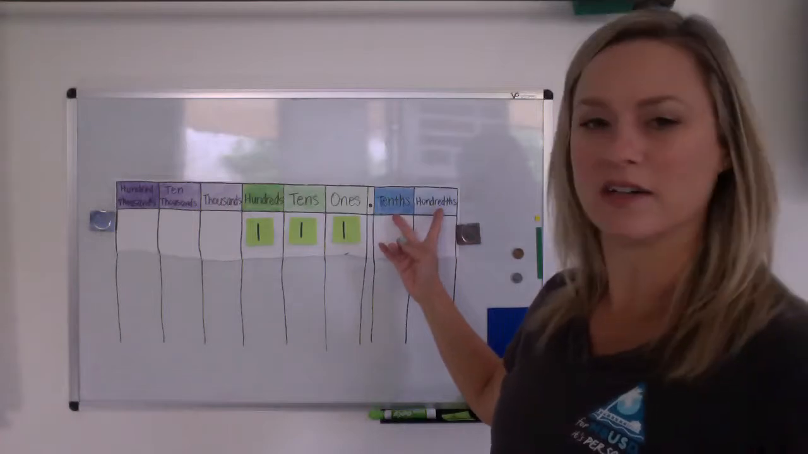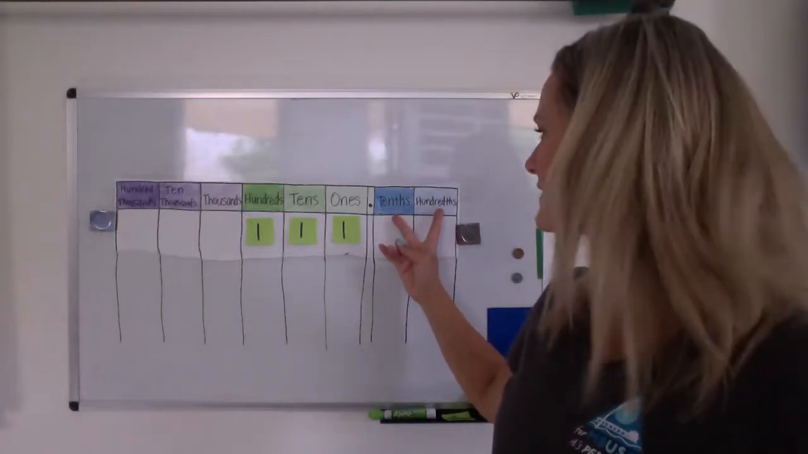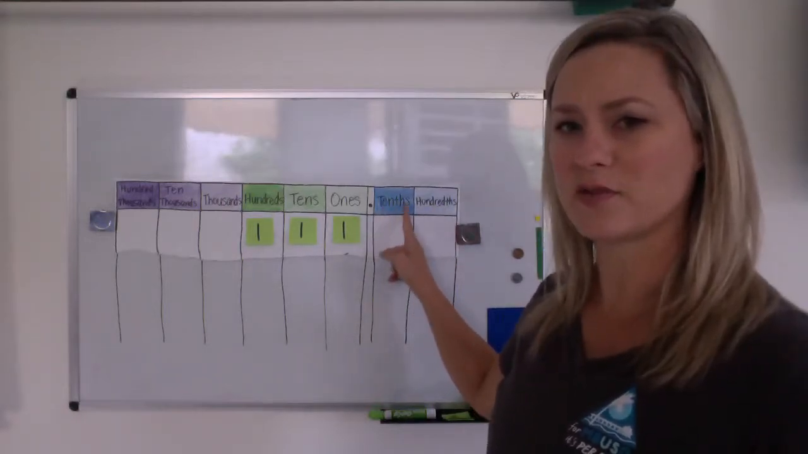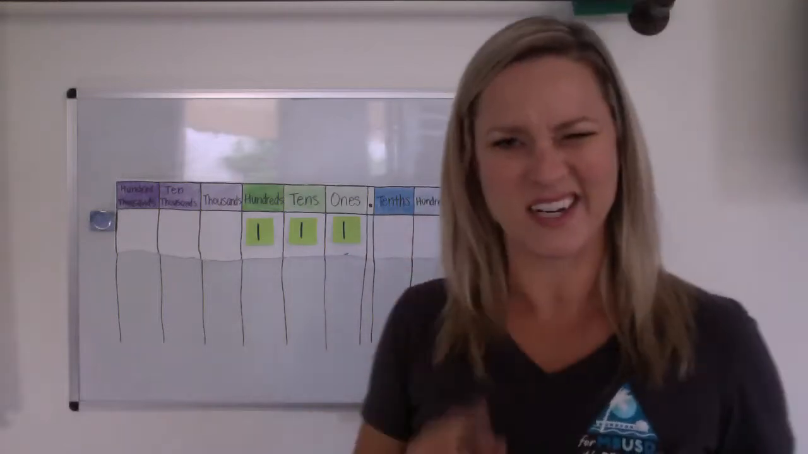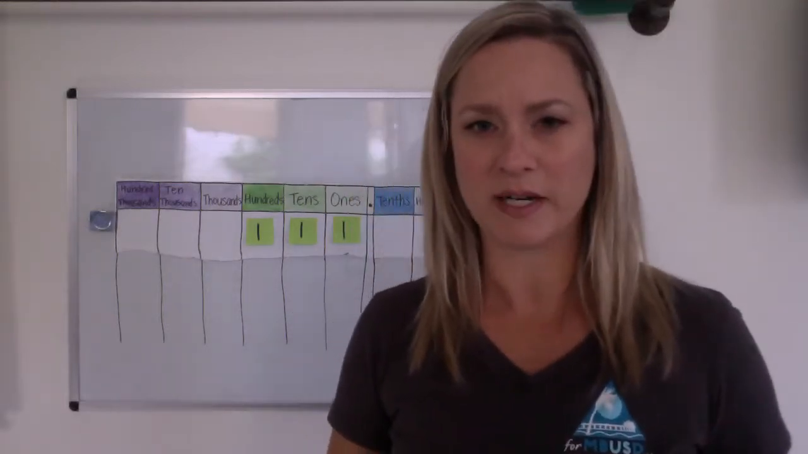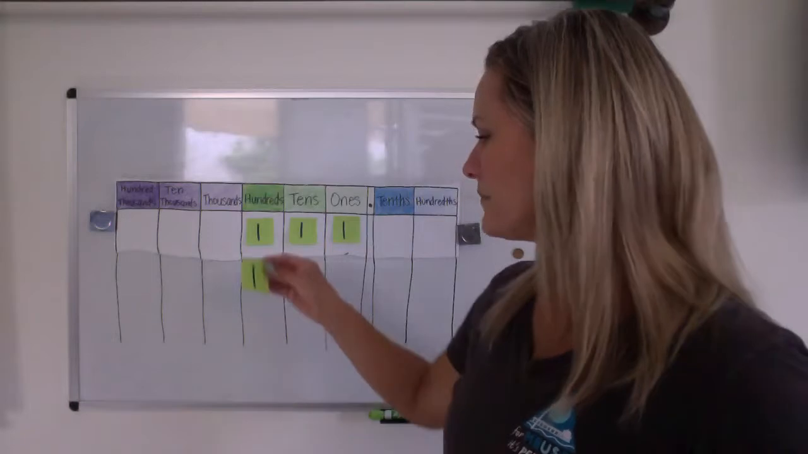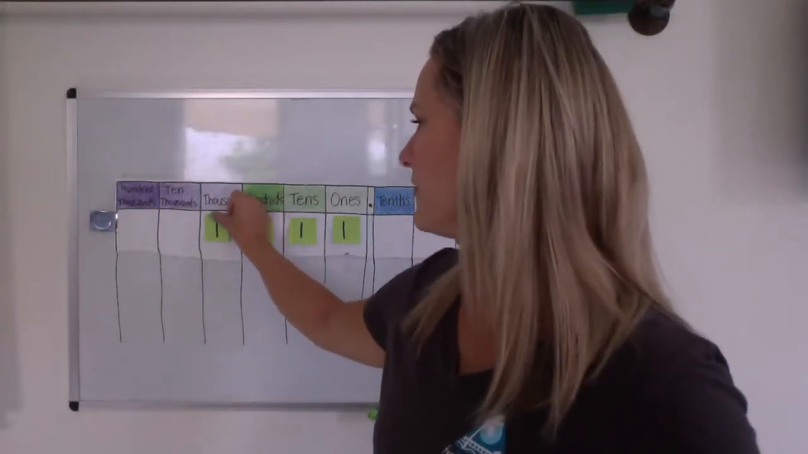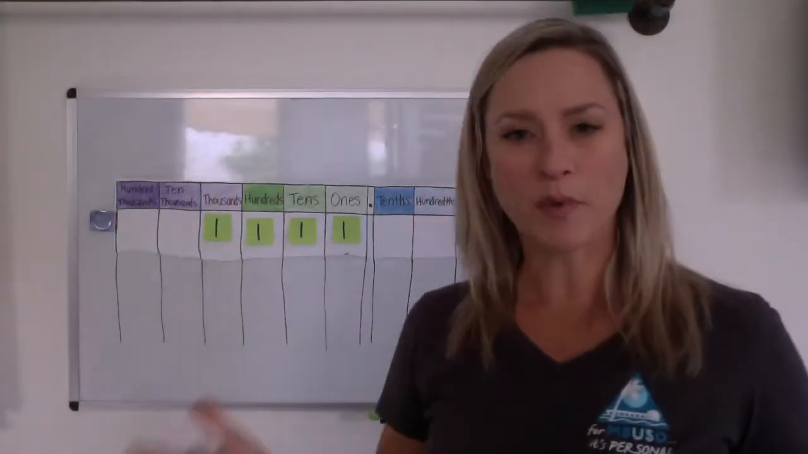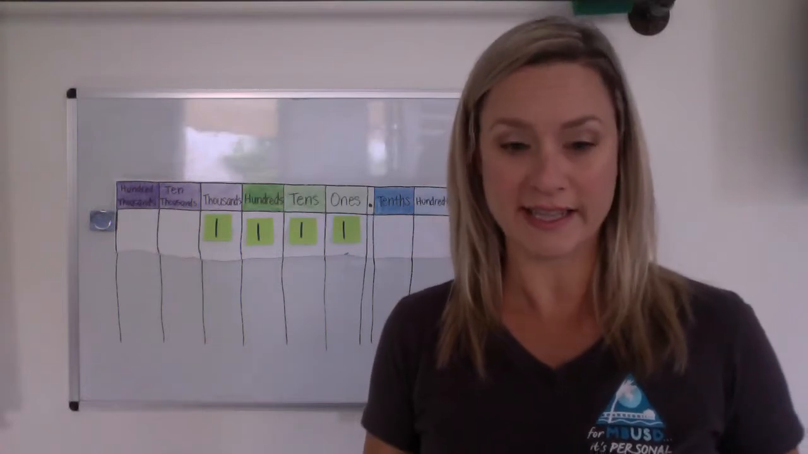And then check this out. There's a tenths and a hundredths. Now this one's darker than this one. That's odd. We're going to talk more about that in a few minutes. All right, so if I put another one of these right here, you would probably know it's worth 10,000.